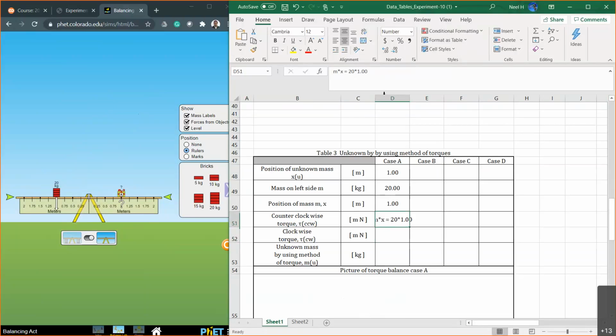And if I do that same calculation for the clockwise, equal sign, mass unknown xu multiplied by 1.00. I'll get rid of the equal sign because I can't do the calculation, I just write the formula. Now these two should be equal, right? So that's the idea. By making these two equal to each other, I can find the unknown mass xu. If you equate them, there's nothing to calculate. The unknown mass is simply 20 kilograms. So that's the idea, okay? Any question?